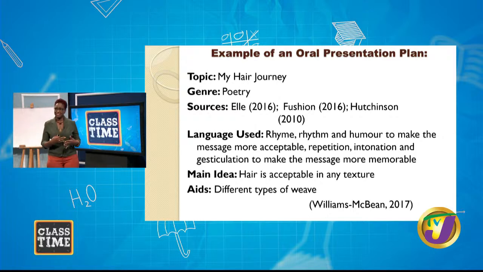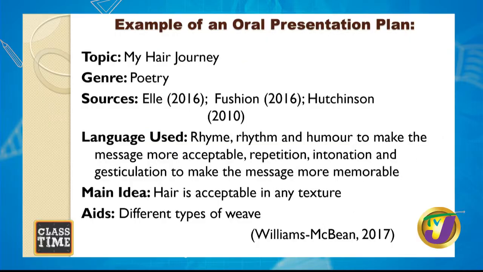So here is an example of the plan. Now notice you have the topic there. In this case, it's My Hair Journey. And the genre is poetry. So this person would have written a poem. And then there are the sources that were used. These are the same 3 artifacts that you would have mentioned in your plan of investigation. The same 3 artifacts you would have talked about in your reflections 1 and 2.